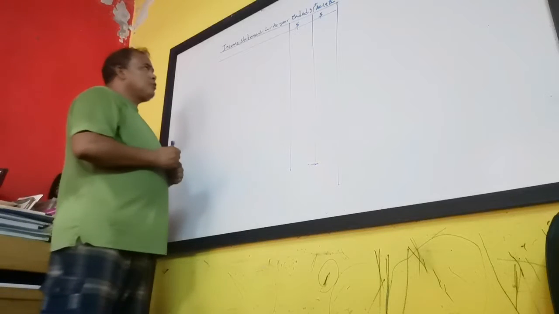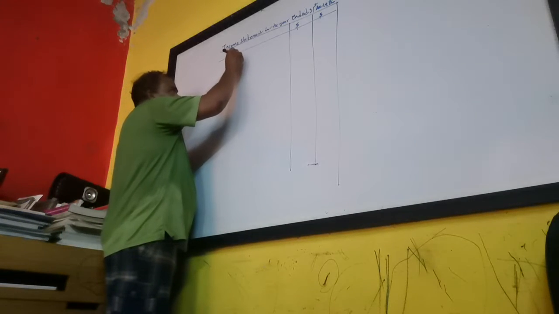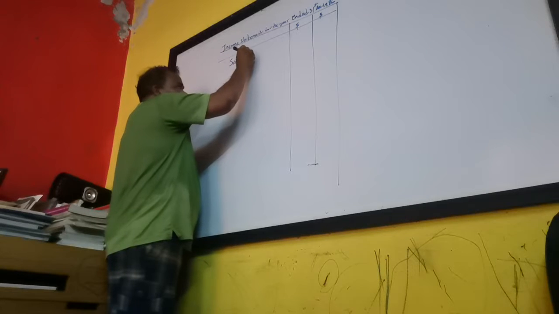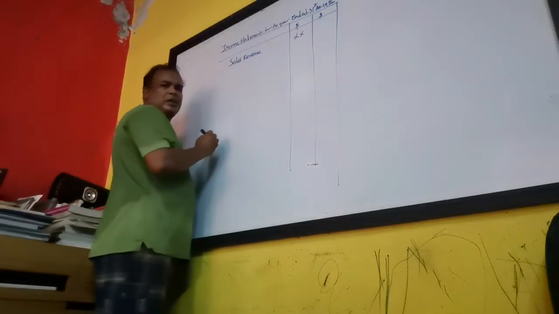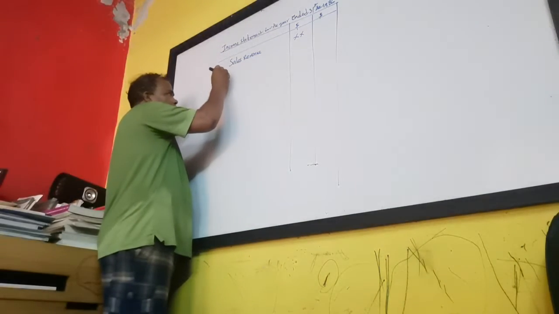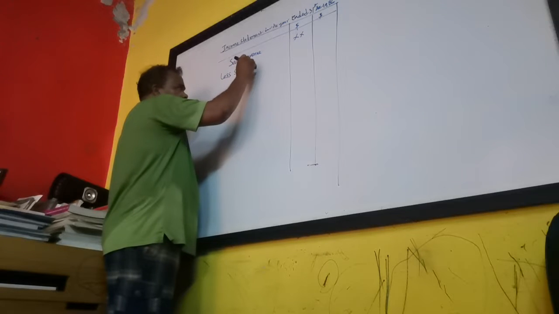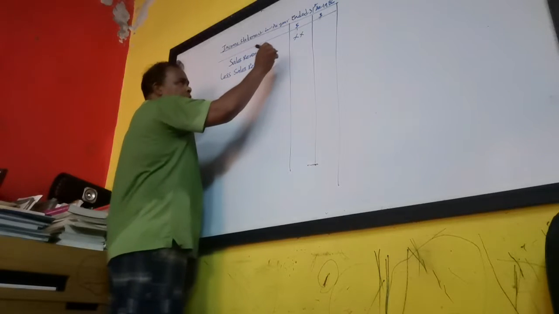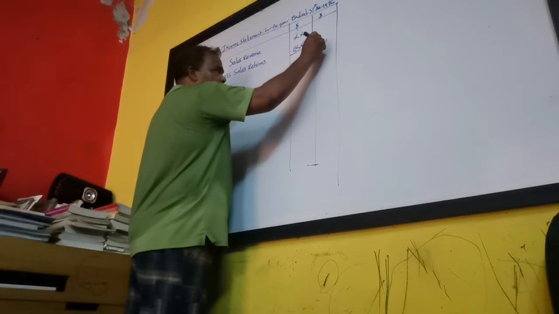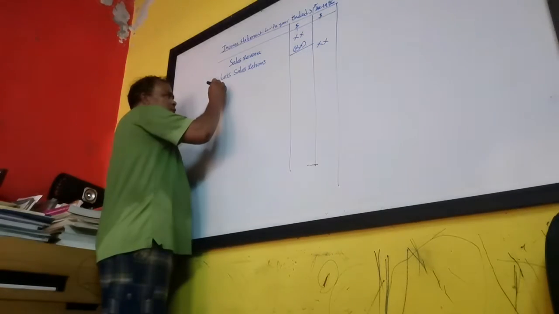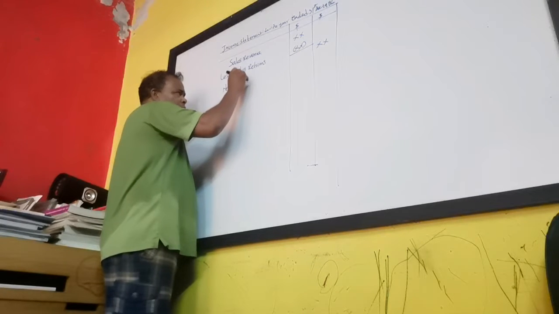So first of all, we will have sales revenue in the first column. Then we list sales return, goods returned by credit customers, in the first column. Then we put the difference in the second column. This is known as net sales revenue.